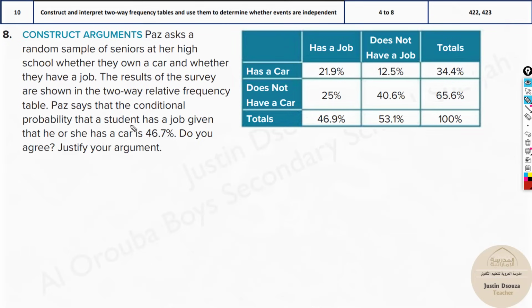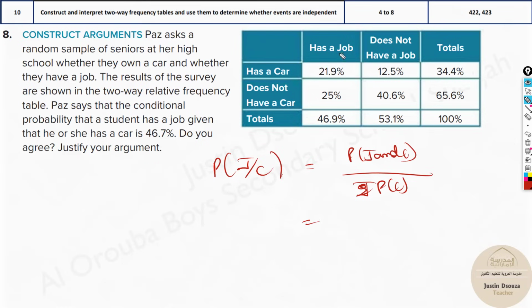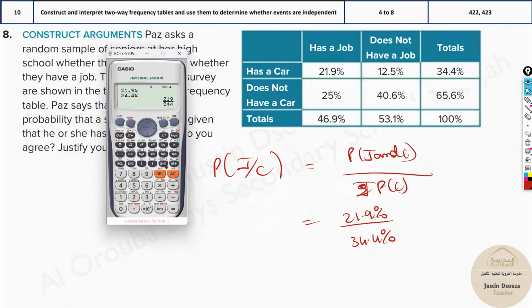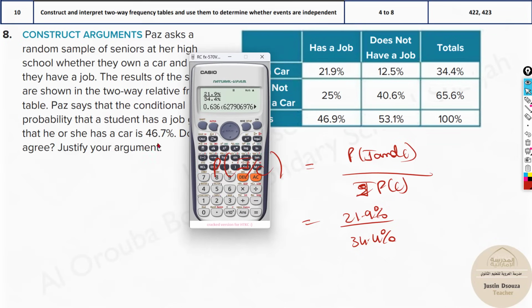What is the conditional probability that a student has a job, given that he or she has a car? So job given car. The probability of job and car needs to be known, and the probability of just car. So what is the probability of job and car? Has a job and has a car. It is 21.9% divided by the probability of car, that's over here, the total, 34.4%. Now let's put it in the calculator. Here the answer we get should be 63.6%. So this is wrong.